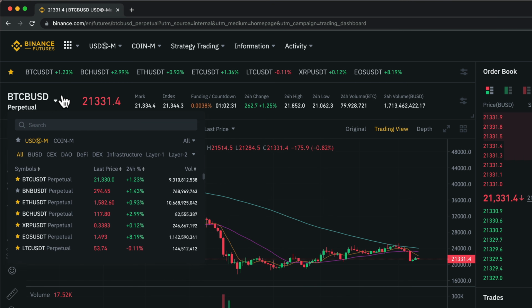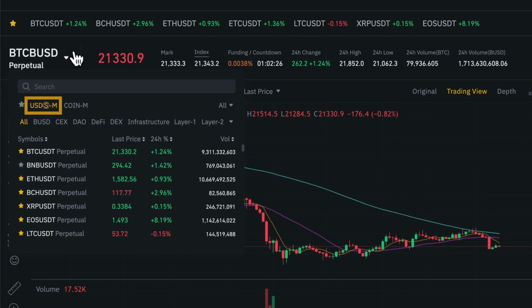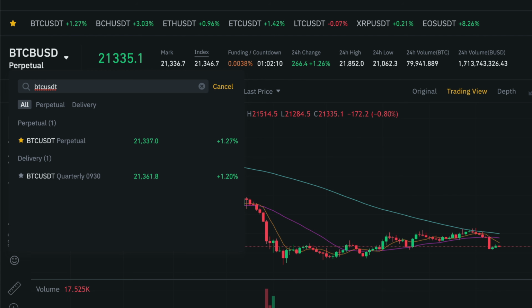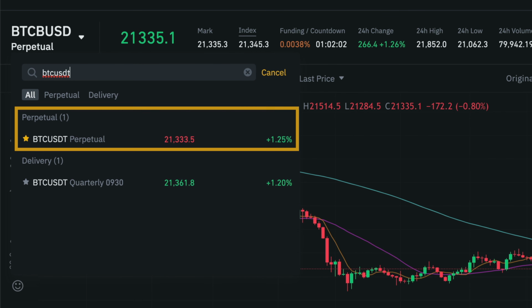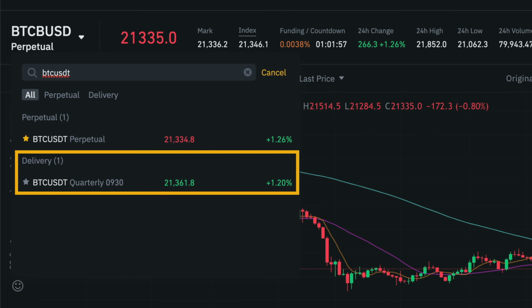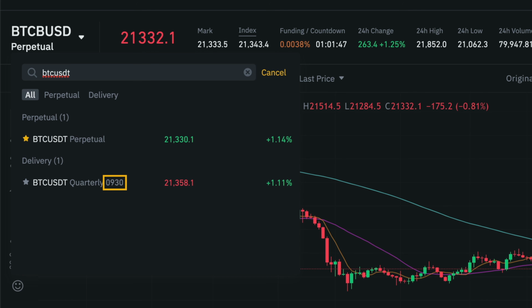As I have the stablecoin USDT in my futures wallet, I'll need to make sure the USD-M futures are selected. Then I'm going to type in BTCUSDT, the ticker for Bitcoin and US dollar Tether, to see what Bitcoin futures I can trade that are settled in US dollar Tether. Here we can see that we have a perpetual futures contract and a quarterly futures contract. The quarterly futures are the ones that have a delivery date or expiry date, which is the date when our position would be automatically closed. So for this one, it would be September 30th.